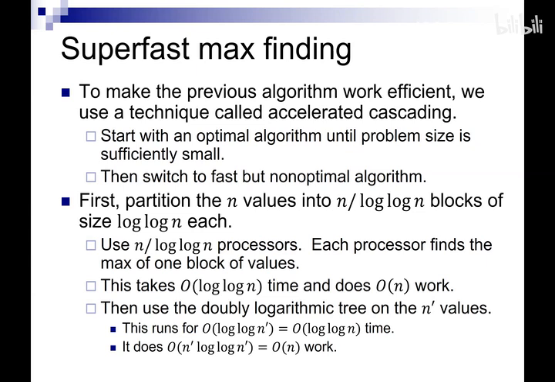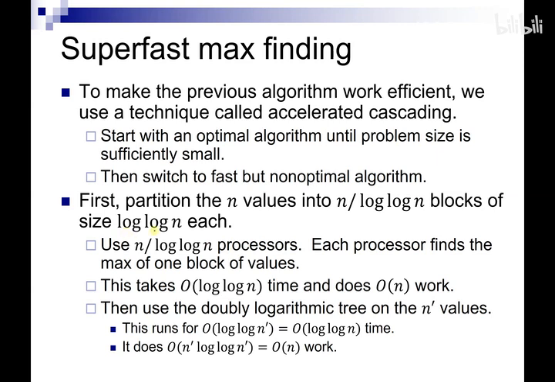The way we do this is that we're going to take these n values and divide them into a bunch of blocks. You're going to divide them into n divided by log n blocks, and each block is going to have log n values in it. We're also going to use n divided by log n processors, so we have the same number of blocks as processors. Each processor gets assigned one block, and it's just going to find the max value in the block it's assigned.